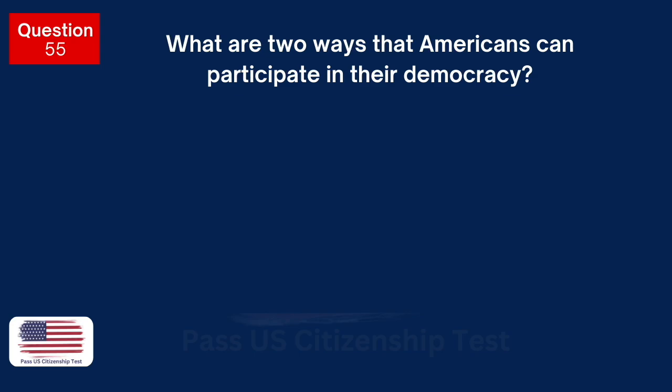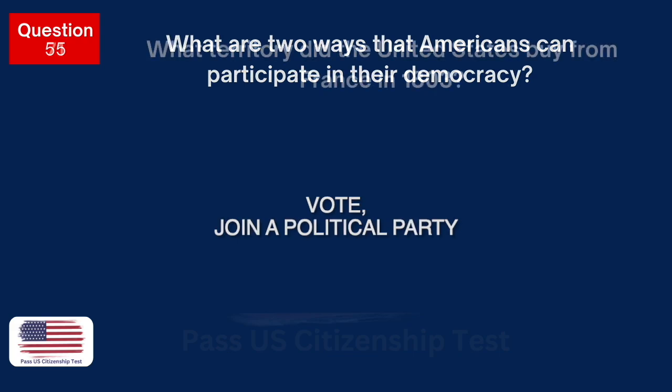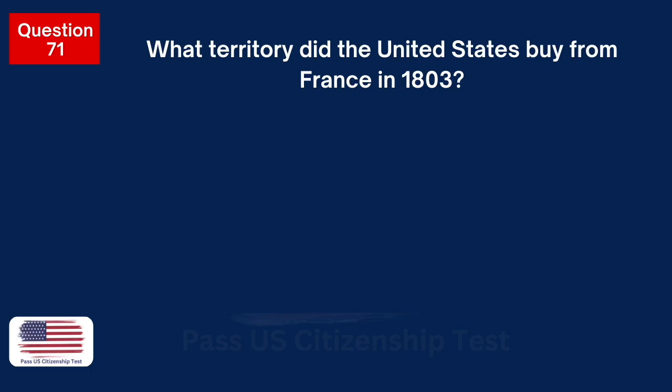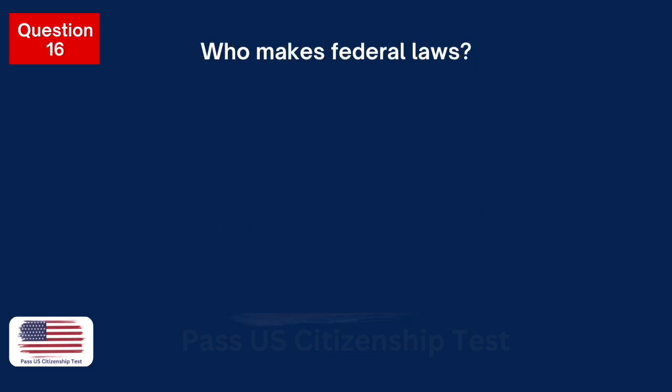What are 2 ways that Americans can participate in their democracy? Vote. Join a political party. What territory did the United States buy from France in 1803? The Louisiana Territory. Who makes federal laws? Congress.